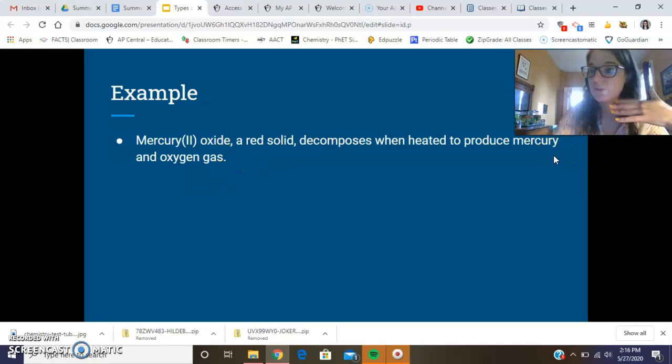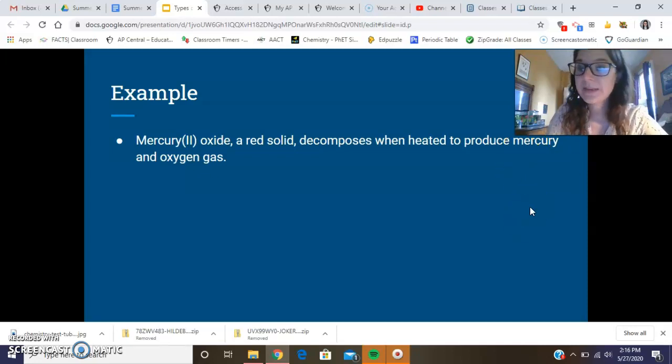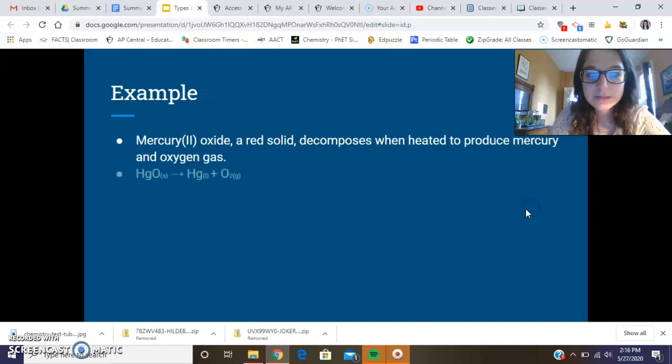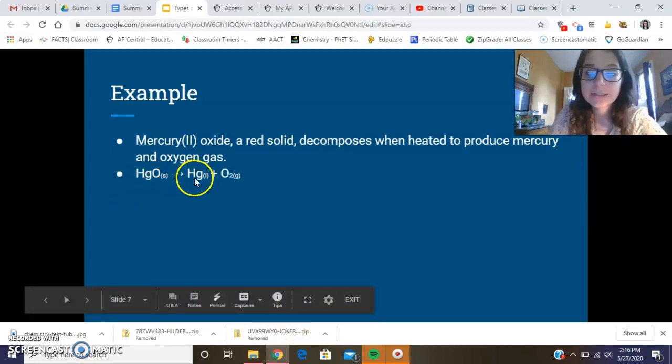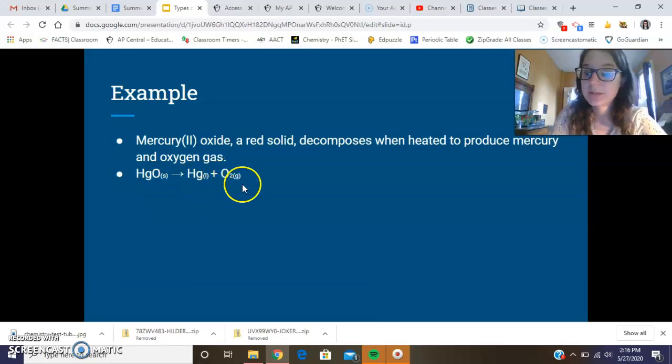When we produce mercury and oxygen gas, it tells us that we have oxygen gas, and we have to decide what the state of matter of mercury is going to be. If you look on ptable.com, mercury is one of those special elements that is not solid or gas at room temperature, it is liquid. So if it's just saying mercury, it's probably mercury in its common state, which would be liquid. So here is our skeletal equation, HgO solid yielding Hg liquid plus O2 gas.